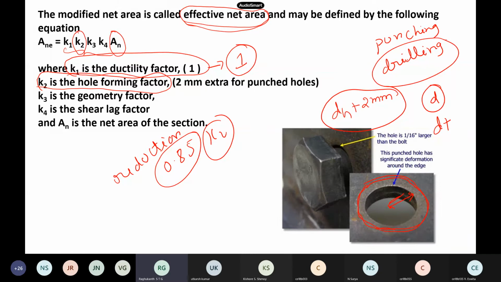So the diameter of the hole is the diameter of the bolt plus a standard clearance, oversized, like 2 mm or 4 mm depending on the bolt diameter, or long slotted or short slotted hole. Our code says that for punched holes, you add 2 mm extra. Which means the diameter of the hole physically is this much only, but in reality you use this as the diameter of the hole. So for punched holes, all the hole diameters have to be increased by 2 mm. That is the criterion. Why do we have to increase?